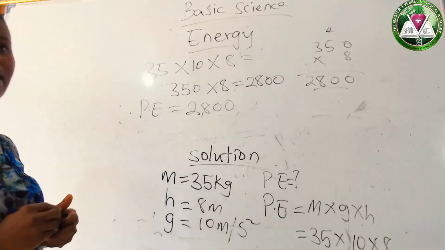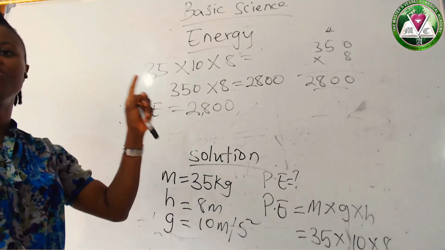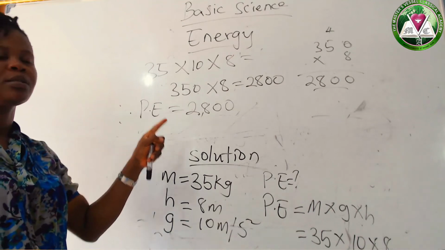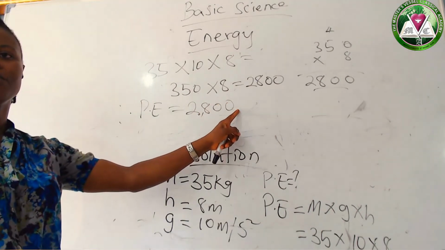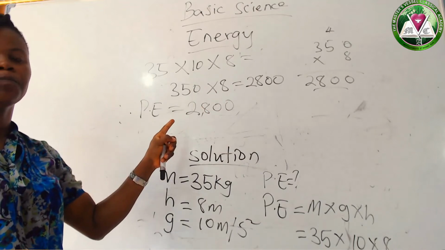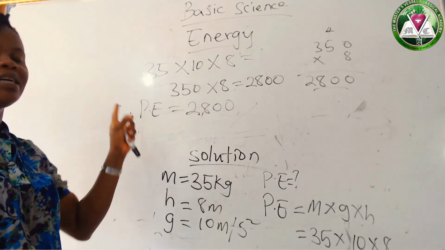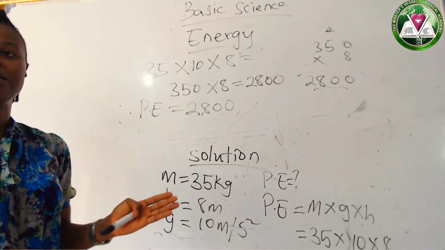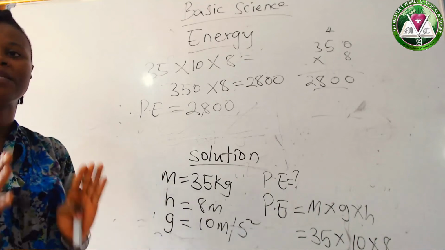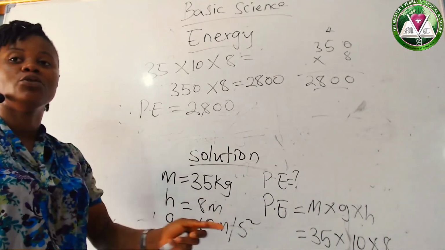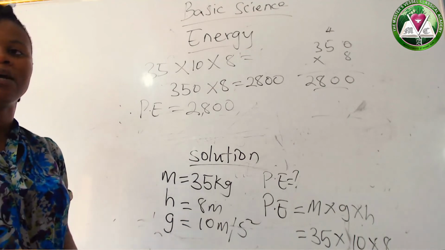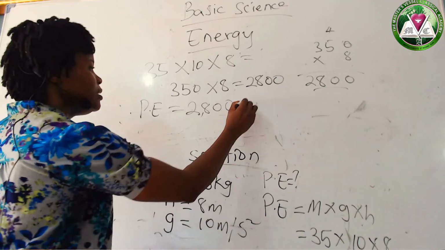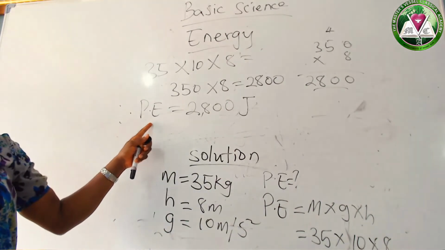2800. Remember what I said earlier on, that energy is measured in joules. So, whenever we are done with our calculation, we must put the unit to show that we have calculated energy. We have different units. If you are asked to calculate mass, you must put the unit which is kg. If you are asked to calculate acceleration, you must put the unit which is meter per second square. If you are asked to calculate velocity, you must put the unit which is meter per second. Then now you are asked to calculate potential energy. The unit is joules, because potential energy is a form of energy.